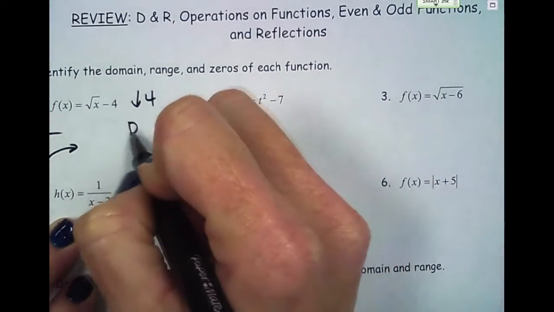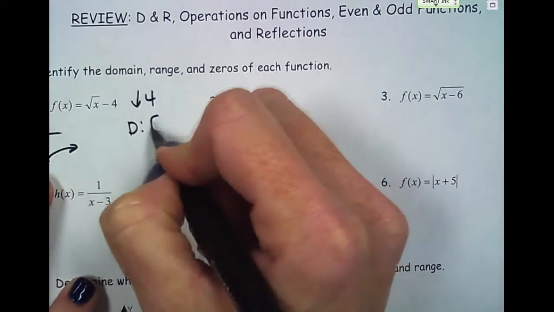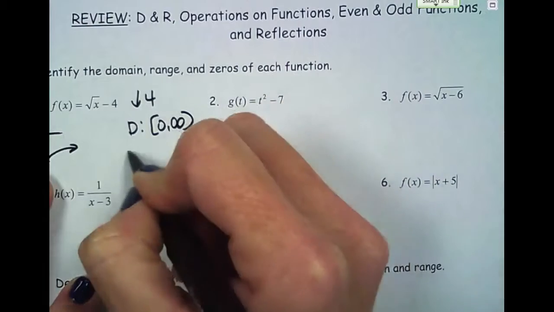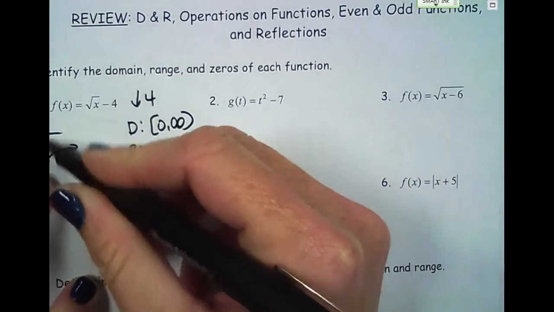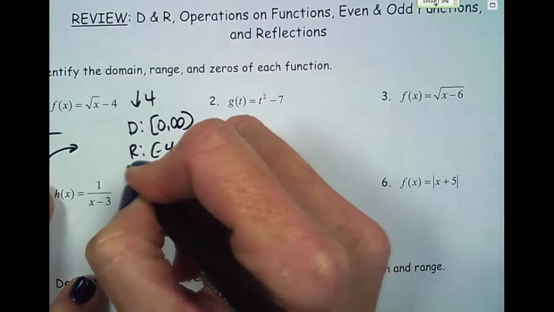So for your domain, the x values would just be from 0 to infinity. And your range would be from -4 to infinity. And there are no zeros.